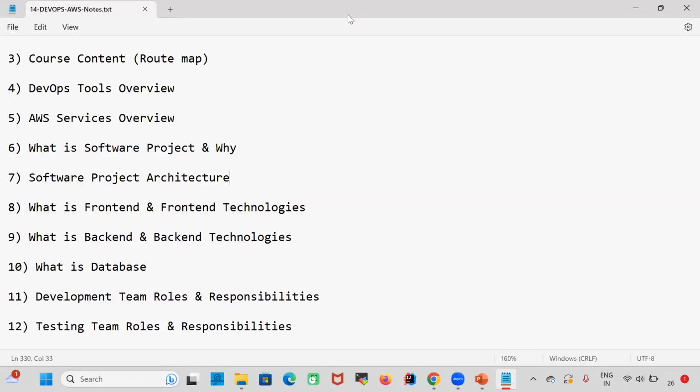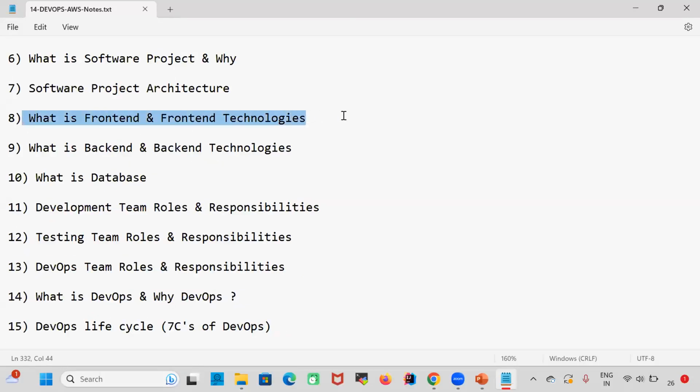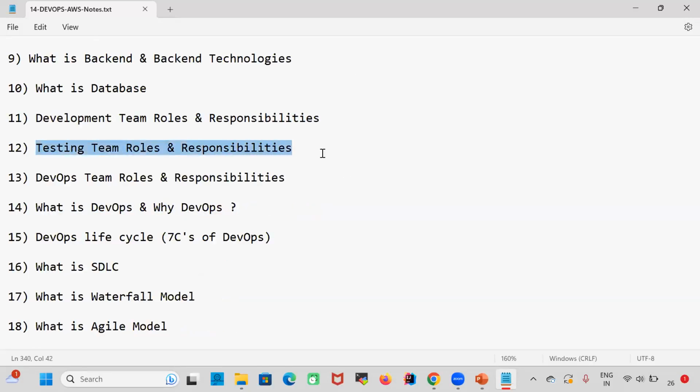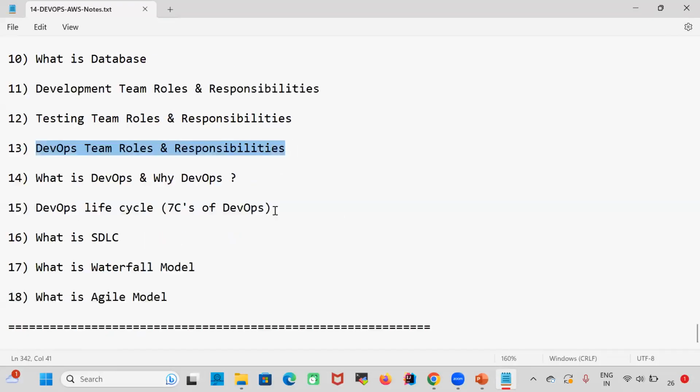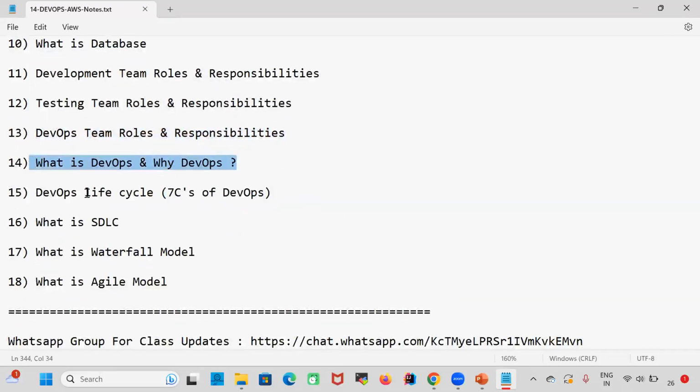what layers will be available in the software project, what is the front end and what are the front end technologies available, what is the back end and what are the back end technologies available, what is the database, why we need to go for a database in the software project, what are the roles and responsibilities of the development team in the project, what are the roles and responsibilities of the testing team in the project, roles and responsibilities of the DevOps team in the project, and what is DevOps, why DevOps, DevOps lifecycle, SDLC, waterfall model, and agile model. These topics we covered so far.